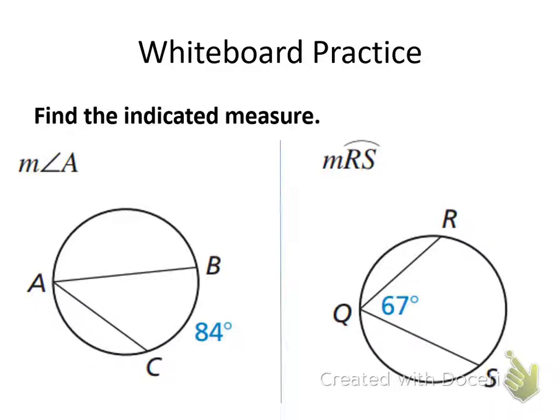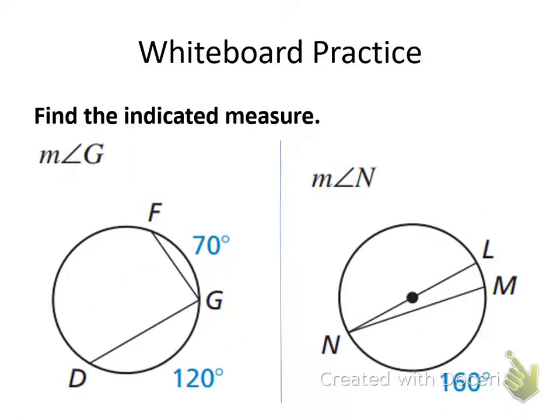Good. So angle A intercepts arc BC. So what do I do to find angle A? Half of 84, which is 42. RS is intercepted by 67 degrees. So what do I do to find the measure of arc RS? Double it. It says 134. They are going to get harder. This next one says find the measure of angle G. Find the measure of angle N. You'll have to find other things before you find what you want to find.